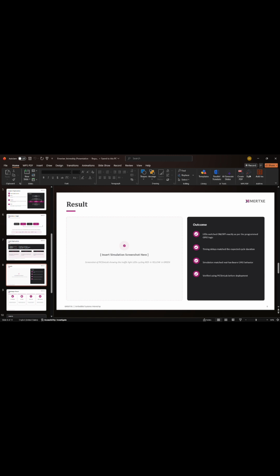Now I will demonstrate the project using the PICSim. Next, in the demonstration, I will compile the program in STM32 Cube and load it into the PICSim simulator. After running the simulation, you can observe that the LED turns on and remains on for the programmed delay. Then the LED turns off, and the process repeats continuously. So let me demonstrate the output of my project.